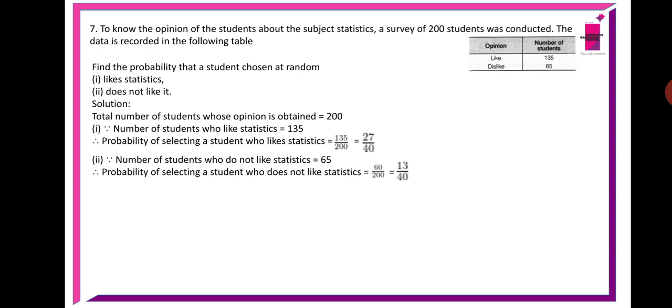The number of students who do not like statistics equals 65. Therefore, the probability of selecting a student who does not like statistics equals 65 by 200, which equals 13 by 40.